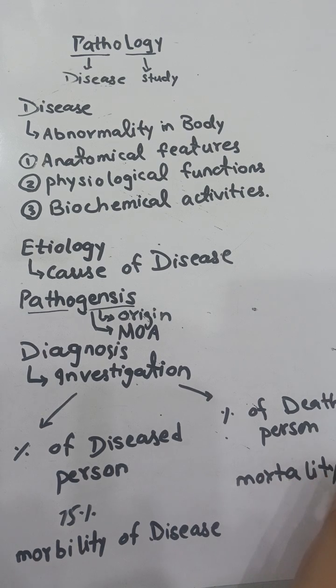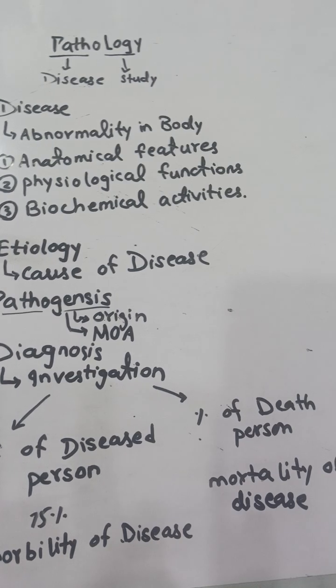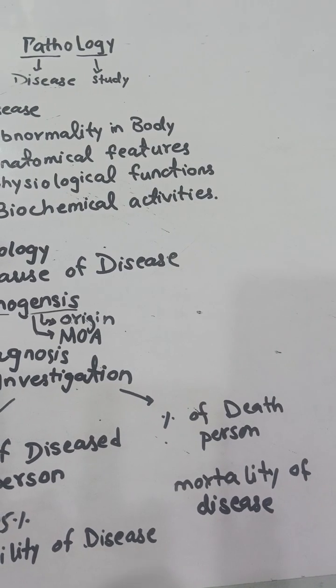Mortality of that disease. So in news channels, whenever they say that this many patients died due to the coronavirus, they are telling you the mortality of the coronavirus, that this number of people die due to this disease. So these were some very important terminologies that can be asked.